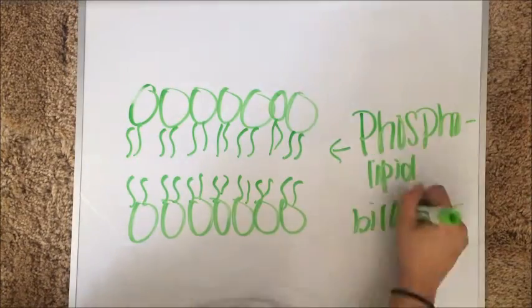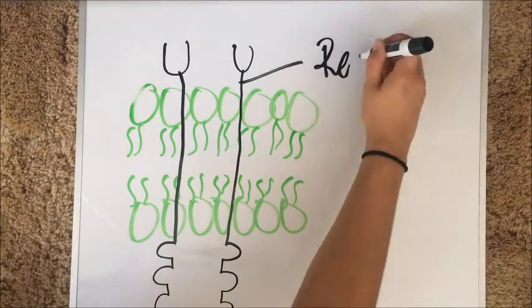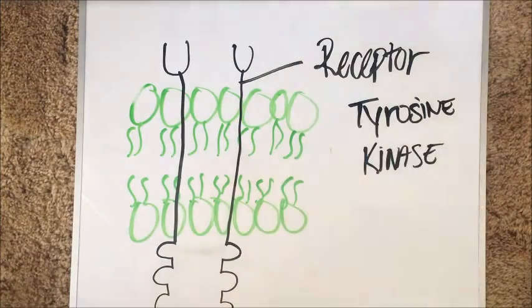A protein kinase receptor is a transmembrane protein enzyme. These enzymes are kinases. That means they add a phosphate group to a protein.